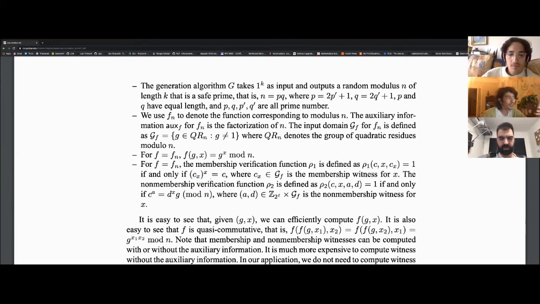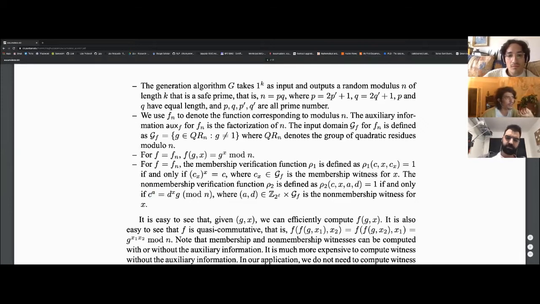For non-membership witnesses, we'll get to there, but basically the non-membership witness uses the extended Euclidean algorithm to output these Bézout coefficients so that then you can verify. So given A and D to be the non-membership witness, where D is a base again, and A is just an integer, you can verify that C to the A is equal to D to the X times G, mod N. And we'll get to why this works in a second.